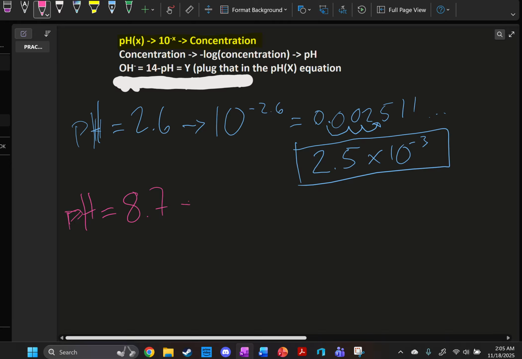So we're going to plug that into the 10 to the negative this number here. So 8.7, and that's going to spit out a much smaller number. So 10 to the negative 8.7. It's going to spit out a very small number. Now, the higher the pH, the more this is going to drag across the screen.